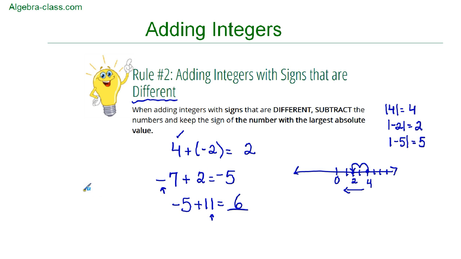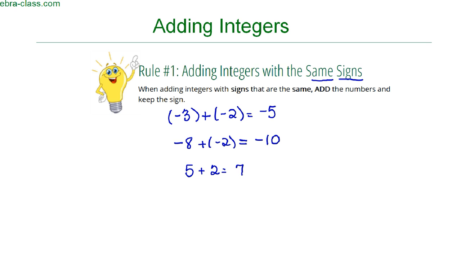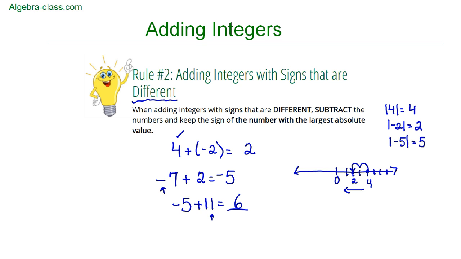Okay, so these are the two rules for adding integers. If the signs are the same, add the numbers and keep the sign. That's the easy one. If your signs are different, find the difference, subtract the numbers and then determine the sign based on which number has the larger absolute value.